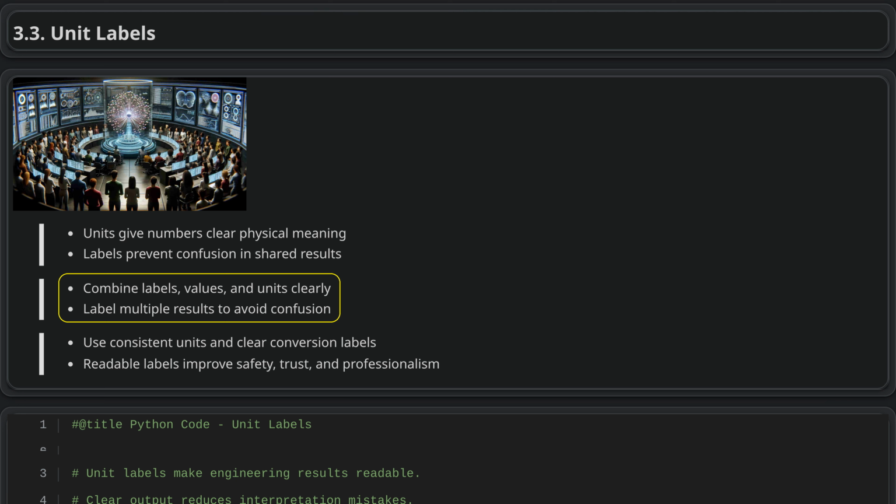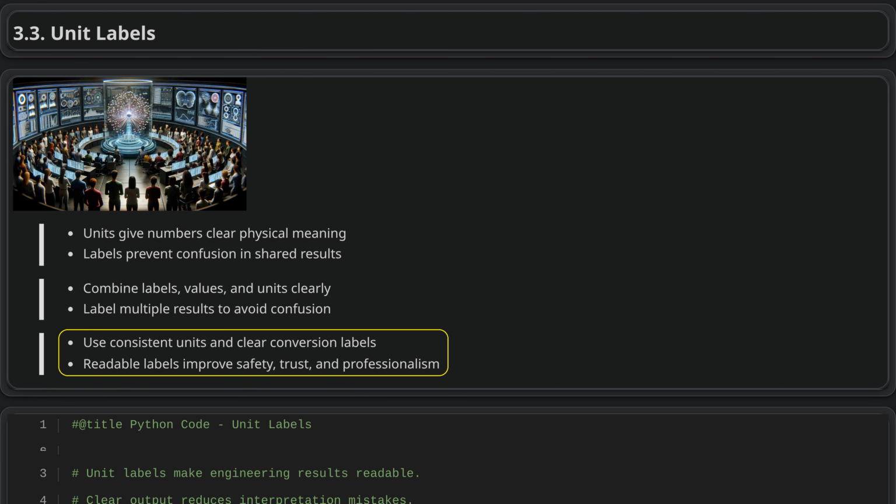Units such as millimeters, watts, amperes, ohms, or volts connect the value to the physical quantity and prevent confusion with similar measurements. This is especially important when several results appear together, such as flow rate, pressure rise, shaft power, and efficiency in a pump report. Clear unit labels make results consistent, professional, and easy to trust.